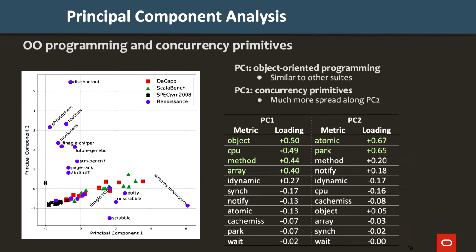For principal component 1, we see that object-oriented programming metrics dominate, with mostly the number of objects and arrays allocated and method calls. And we can see that it's similar to the other suites because it's spread along the x-axis for Renaissance, just like the other suites. But if you look at principal component 2, it's the concurrency primitives, so atomic and thread parking. And we have a very good spread here, so we cover those aspects very well.